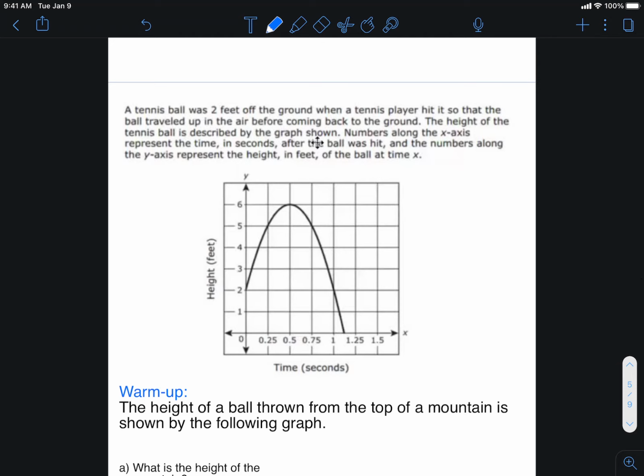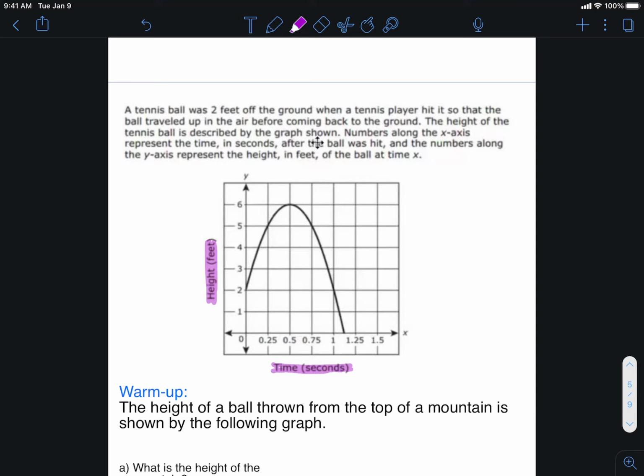Okay, so we're going to see here a tennis ball was 2 feet off the ground when a tennis player hit it, so that the ball traveled up in the air before coming back to the ground. The height of the tennis ball is described by the graph shown. Numbers along the x-axis represent time. Okay, so where the ball is, any particular time across the point of travel, right? After the ball was hit, the numbers along the y-axis represent the height in feet of the ball at time x.